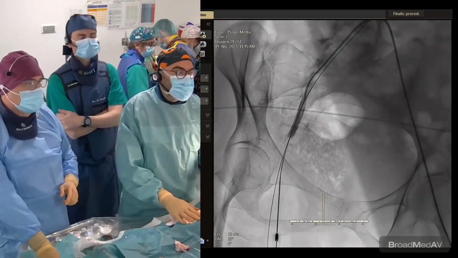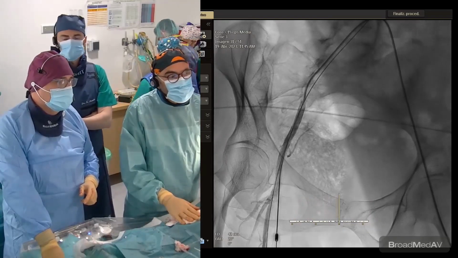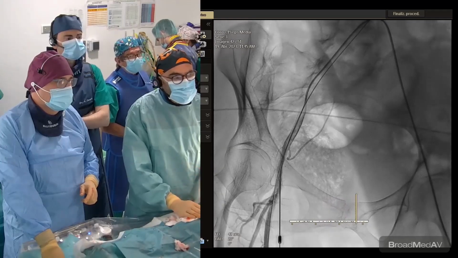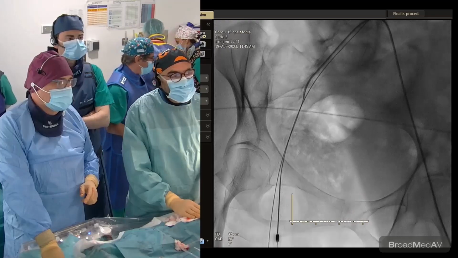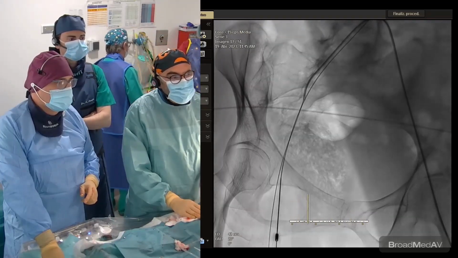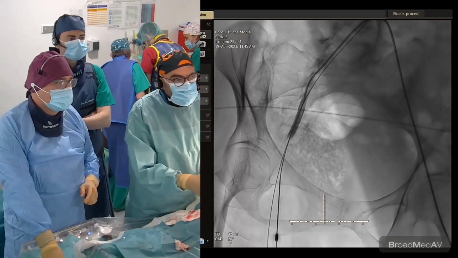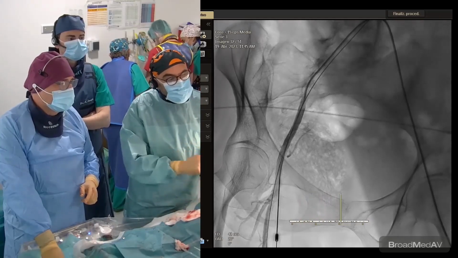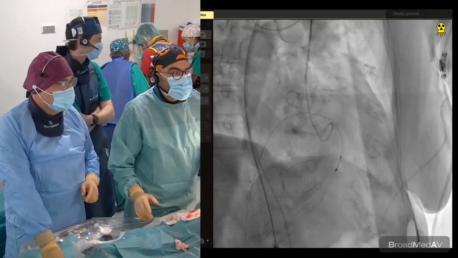I know that every center is different, but our practice is using a contralateral wire to protect in case we have any complication. The wire we use is the Steel Core from Abbott. In some cases, we use the contralateral femoral artery. In other cases, we use the radial artery to support and to use the wire. But in this case, we have used both femoral arteries.